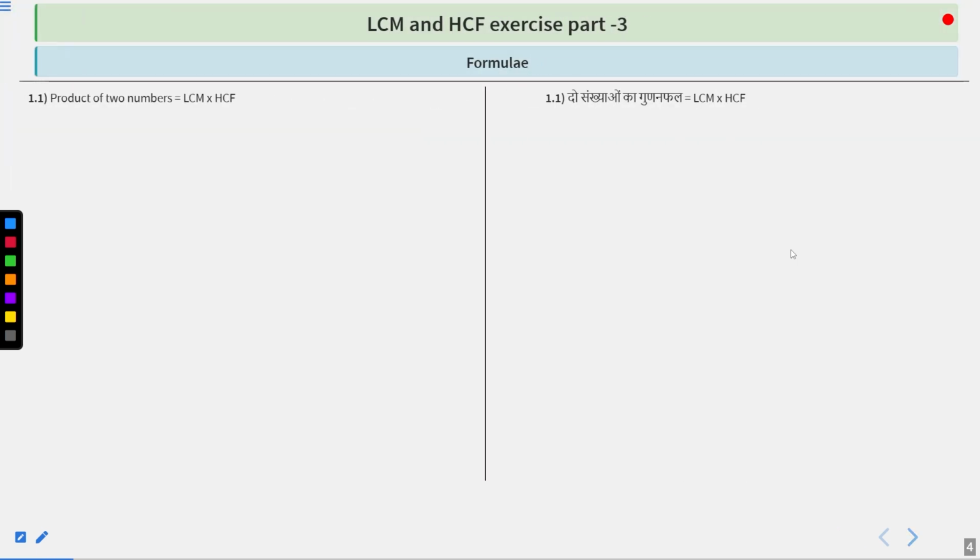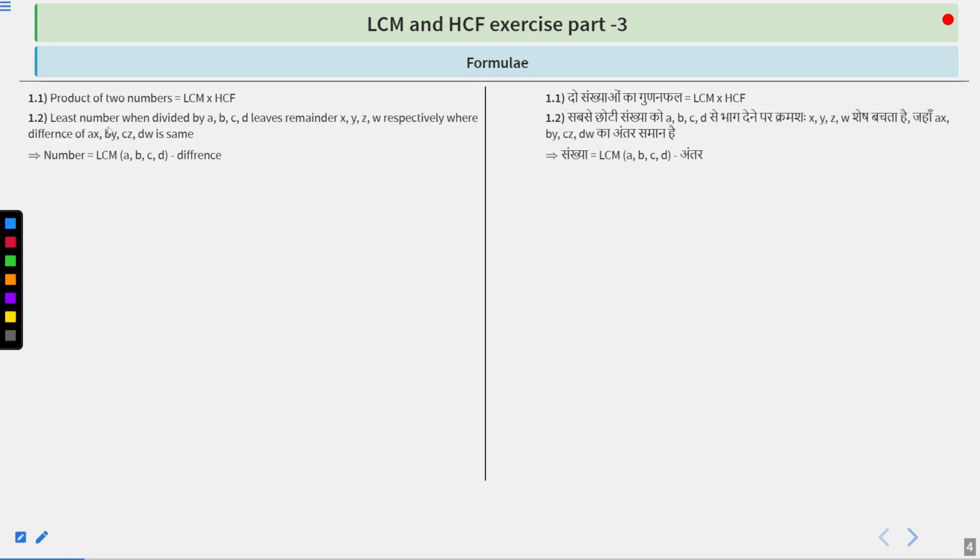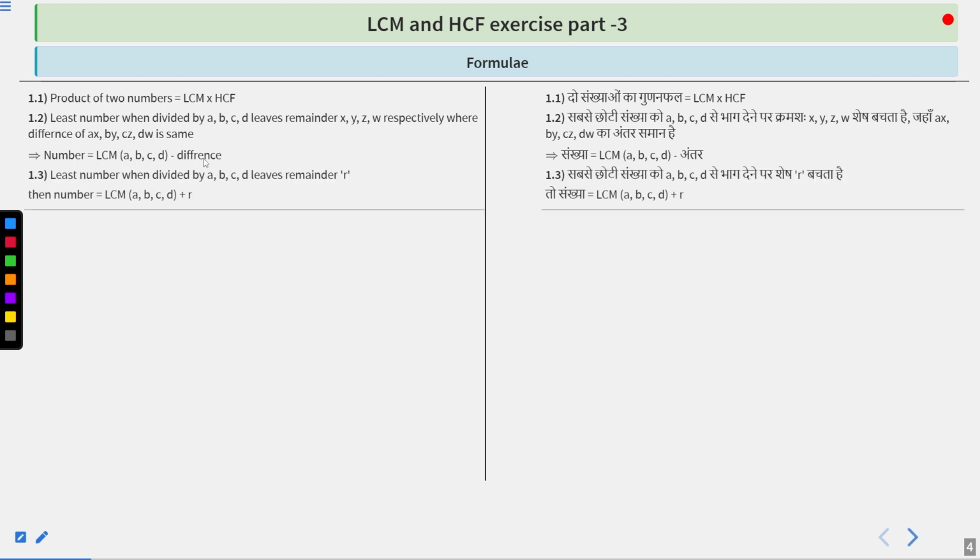Now these are the formulas which we are going to use while solving the questions. Product of two numbers is equal to LCM into HCF. Least number when divided by A, B, C, D leaves remainder X, Y, Z, W respectively, where the difference of A-X, B-Y, C-Z, D-W is the same, in that case the number is equal to LCM of A, B, C, D minus the difference. And least number when divided by A, B, C, D leaves remainder R in each case, then the number is equal to LCM of A, B, C, D plus R.